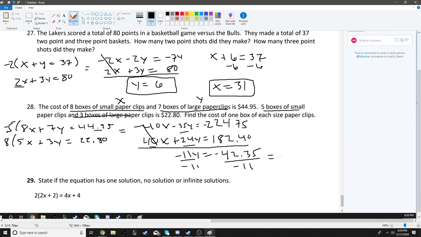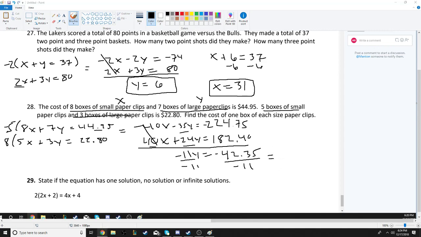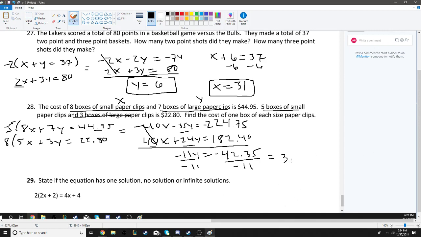So that comes out to $3.85 for y. So that is a box of large paper clips. To find the small paper clips, I just plug it back into an original equation. So over here, I'm going to have 5x plus 3 times $3.85 is equal to 22.8.